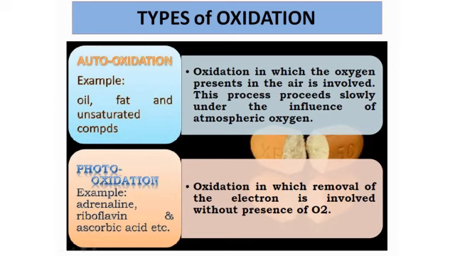The next one is photo-oxidation. This photo-oxidation generally takes place with drugs like adrenaline, riboflavin and ascorbic acid. So in photo-oxidation, this oxidation process will take place, right? But the thing is that it happens without the presence of atmospheric oxygen. I repeat, without the presence of atmospheric oxygen. That is the definition itself. Oxidation is the removal of electrons, means it is oxidized, right? It is involved without the presence of atmospheric oxygen, that is O2. Clear?